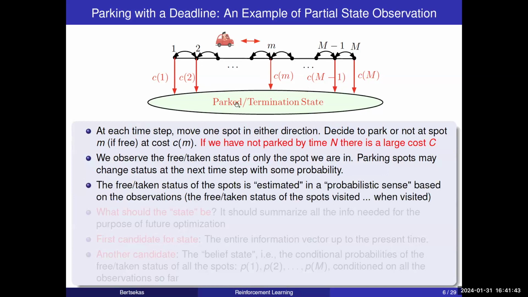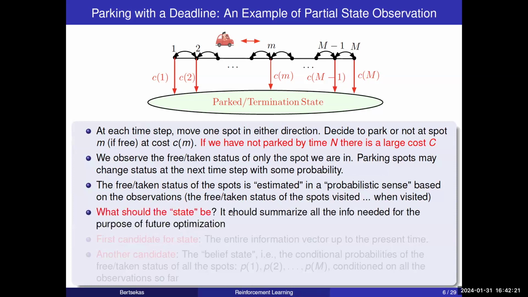However, the driver can estimate the status of the parking spot in a probabilistic sense, in that he can calculate the probability that a spot is free or taken at any one time. So the free or taken status of the spots is estimated in a probabilistic sense based on the observations. The observations were current at the time they were taken, but they may not be valid anymore in the future.